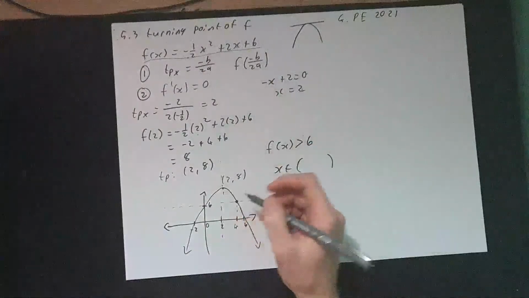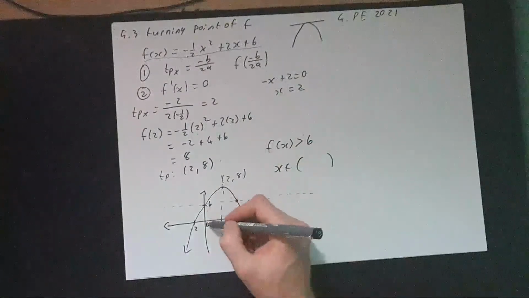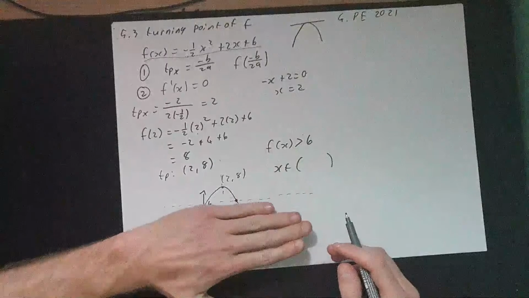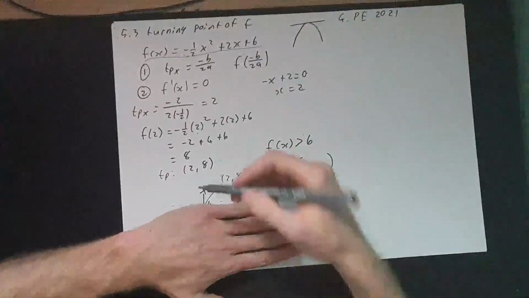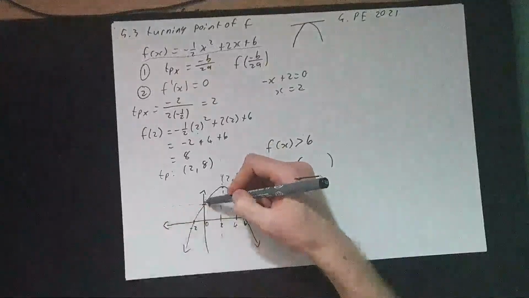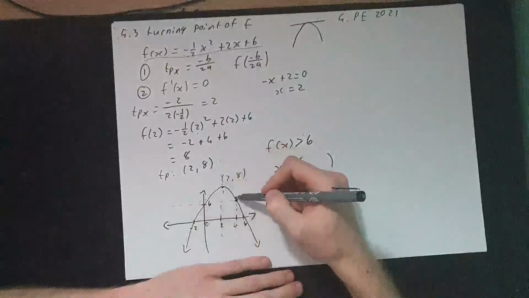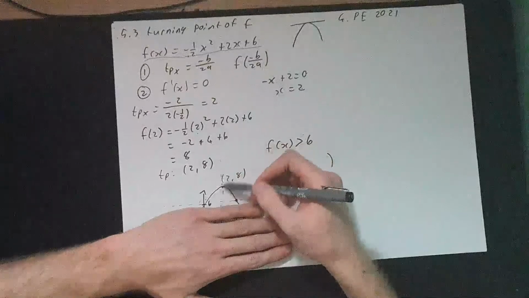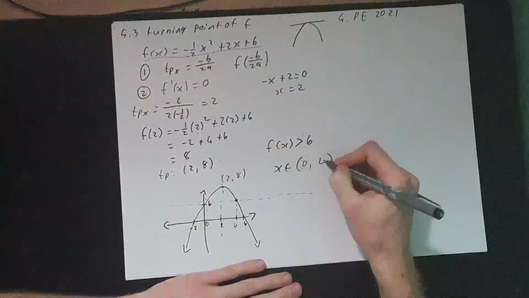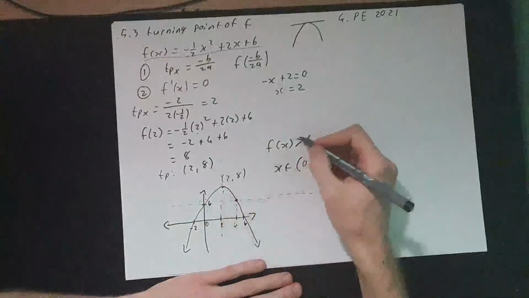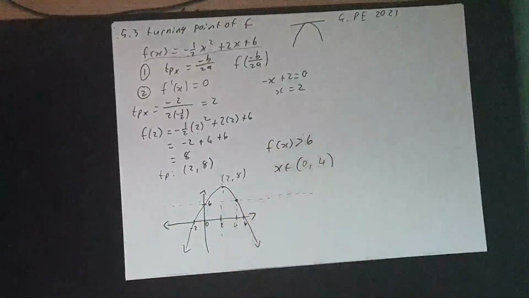Okay, so we can see that in this interval, if I put my hand there now, where is that function above 6? We can see it's from this point here, which is my y-axis, up to this point here. So my x interval is going to be from 0 to 4, and we don't include them. Why? Because it asks for strictly greater than.